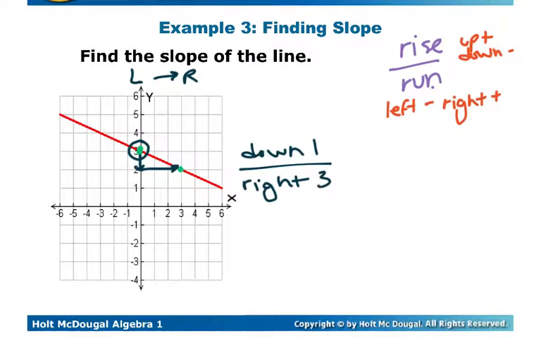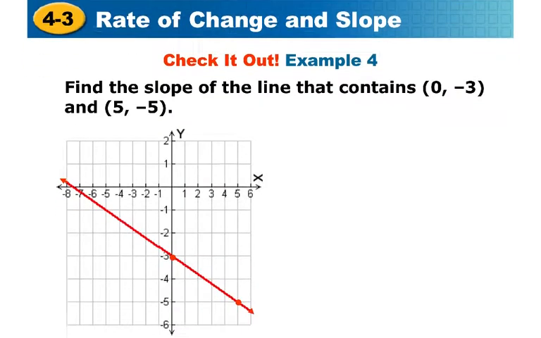So thinking of what that means, down is actually negative, so negative 1, and right is positive, so just negative 1/3 is our slope. Another example here.